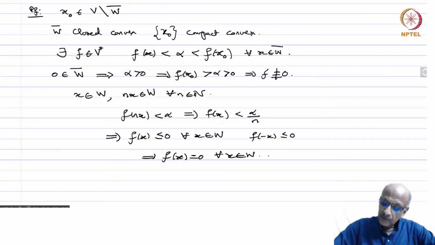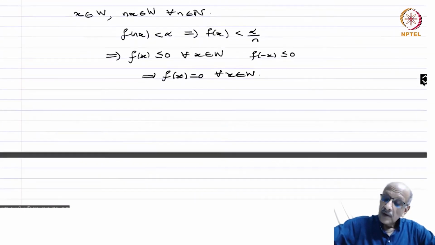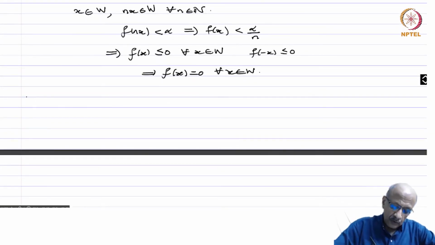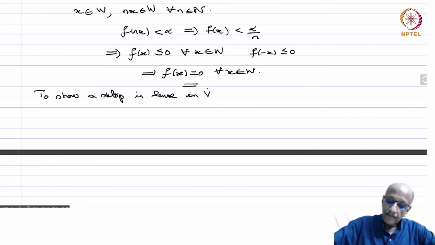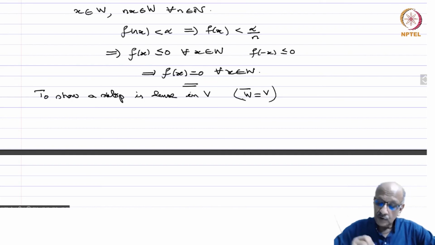So this completes the proof. So how do we use this? To show a subspace is dense in V, that is W closure equal to V, this is what we want to show.